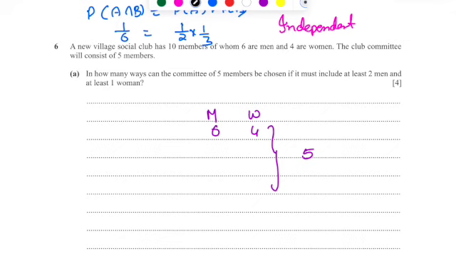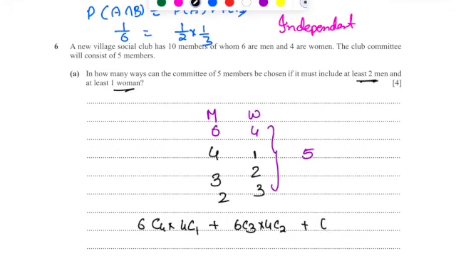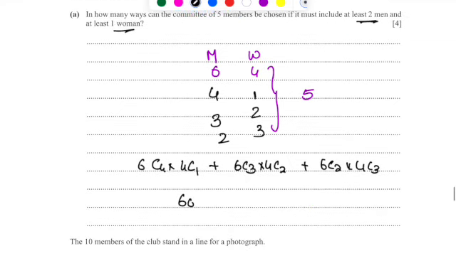In how many ways can it be chosen if there are at least 2 men and 1 woman? At least 1 woman, so 4 men and 1 woman; 3 men and 2 women; 2 men and 3 women. That's all. So it's going to be 6C4 times 4C1 plus 6C3 times 4C2 plus 6C2 times 4C3, which is going to be 60 plus 120 plus 60, which is 240.